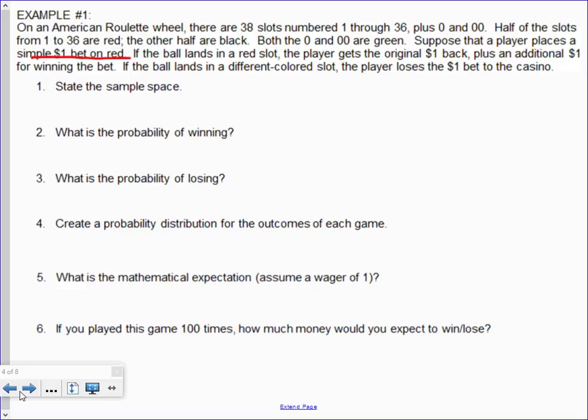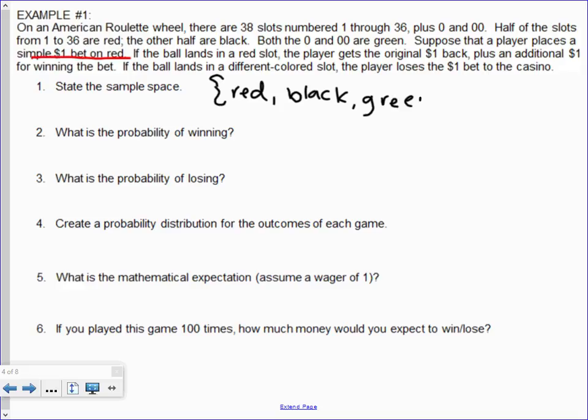So we want to do a few things. First of all, we want to talk about sample space. In terms of our bet, which is $1 on red, what would be our sample space, the outcomes that would be affected by our bet? What's a positive outcome for us? Red, so that would be one of the outcomes in our sample space. What other things would we put in our sample space besides red? Black. Also green.